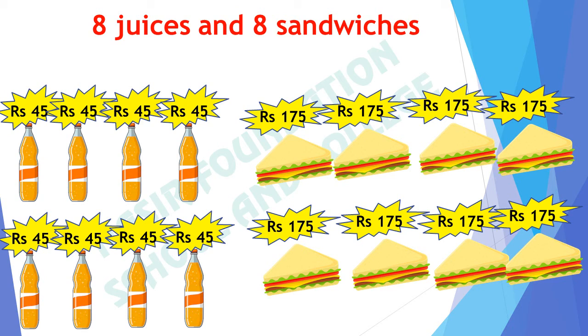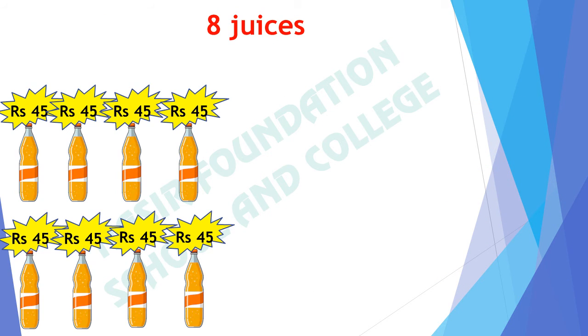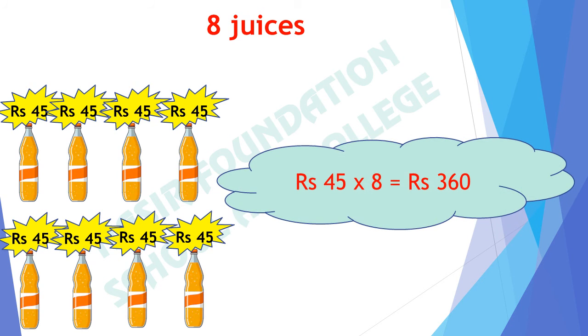Now we will find out the price of 8 juices and 8 sandwiches. As the price of one juice is 45 rupees and the price of one sandwich is rupees 175. First of all, we will find out the price of 8 juices. The price of one juice is 45 rupees. We will multiply it with 8. And the price of 8 juices is rupees 360.